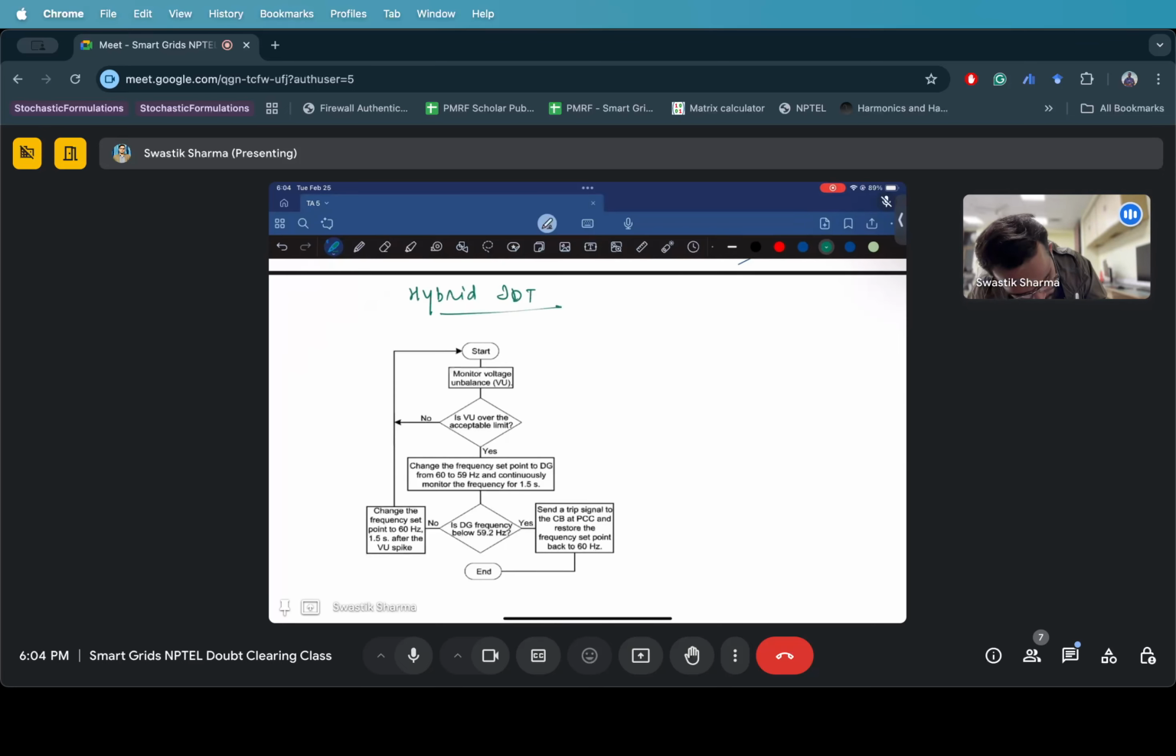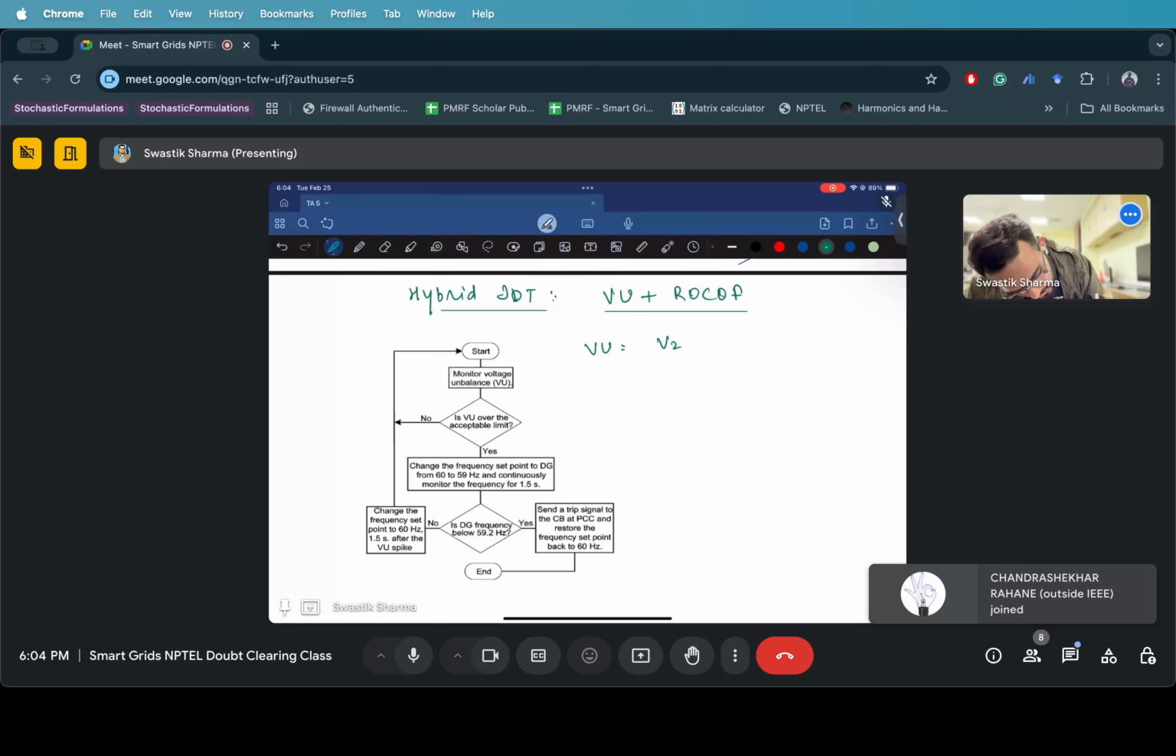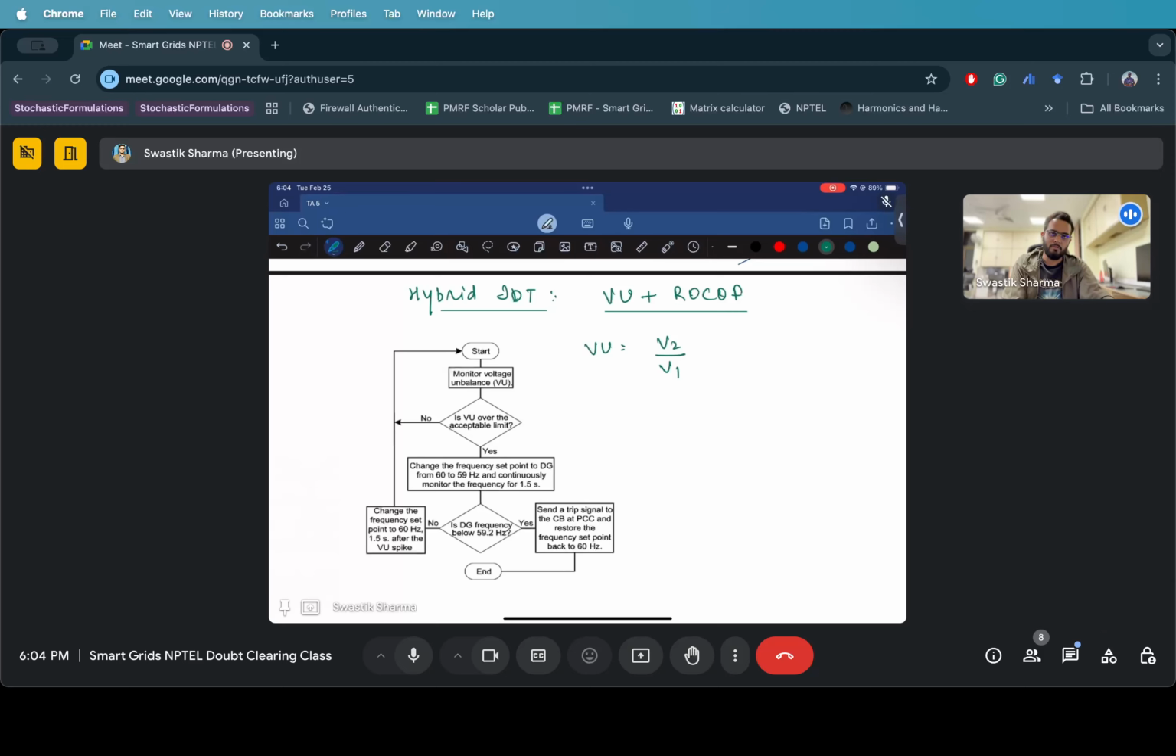This is called voltage unbalance plus ROCOF, so this uses both. What we do here is check the voltage unbalance. Voltage unbalance, VU, is nothing but the ratio of the negative sequence component of voltage to the positive sequence voltage component. We monitor this voltage unbalance.